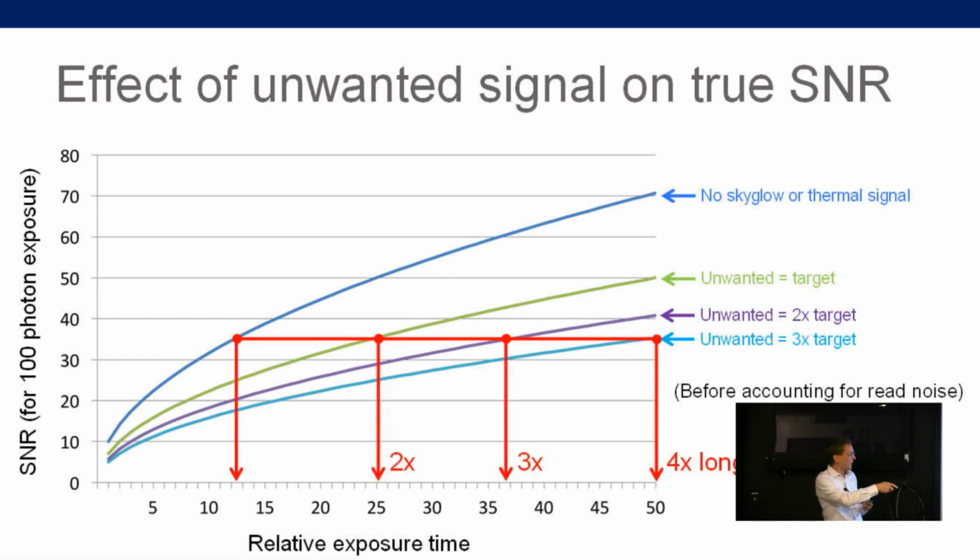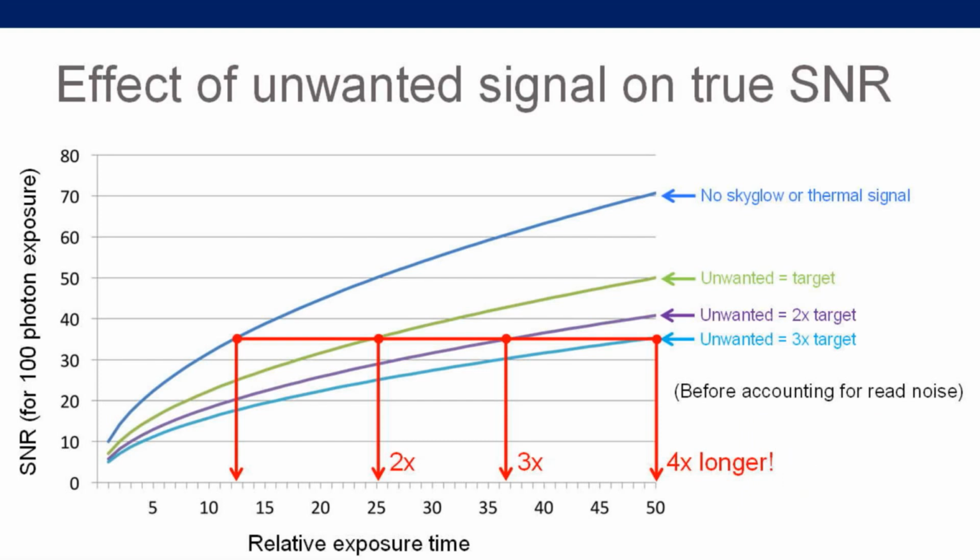So if you look at this, with no sky glow, in this example, you'd have to take about 12.5 minutes worth of exposure to get a signal-to-noise ratio of 35, right? To get that same signal-to-noise ratio, you have to take twice as many exposures if the sky glow is the same as your target. If the sky glow is 3 times as much as your target, you have to go 4 times longer to get the same image quality, the same signal-to-noise ratio. And this is before accounting for read noise, which actually puts a damper on all this and makes all of it a little bit worse.